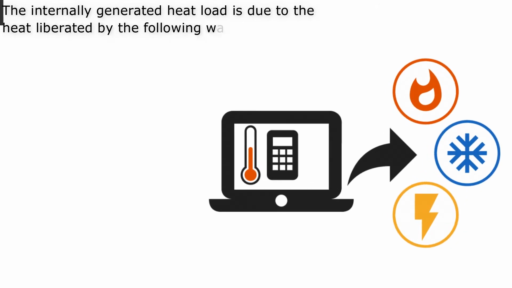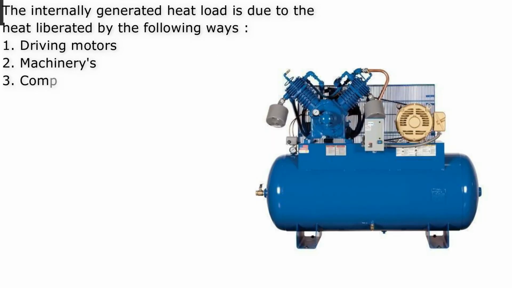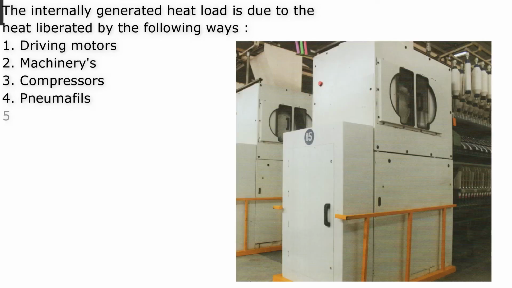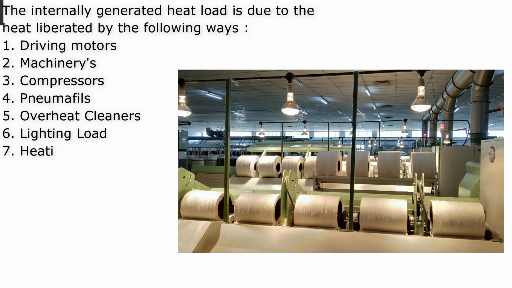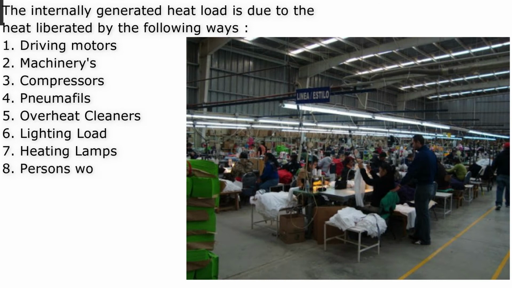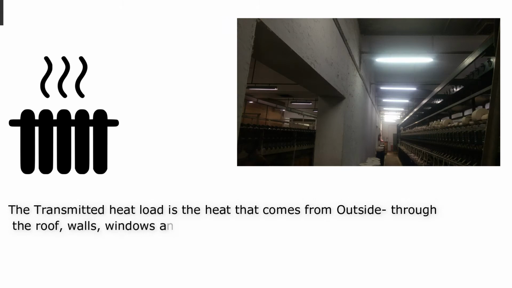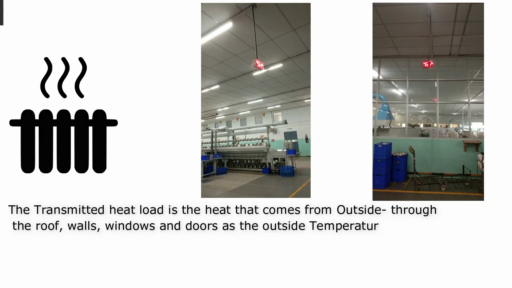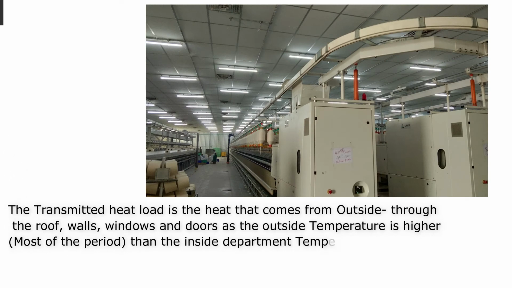The internally generated heat load is due to the heat liberated by the following: 1. Driving motors. 2. Machineries. 3. Compressors. 4. Pneumophiles. 5. Overhead cleaners. 6. Lighting load. 7. Heating lamps. 8. Persons working inside the department. The transmitted heat load is the heat that comes from outside through the roof, walls, windows and doors, as the outside temperature is higher, most of the period, than the inside department temperature.